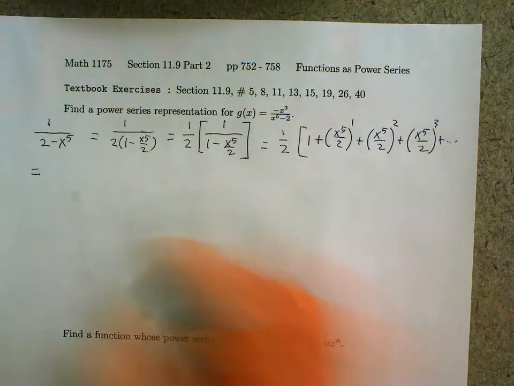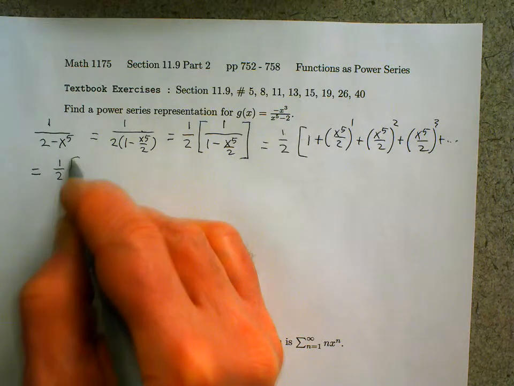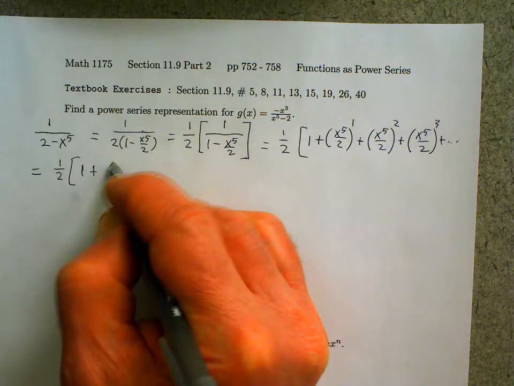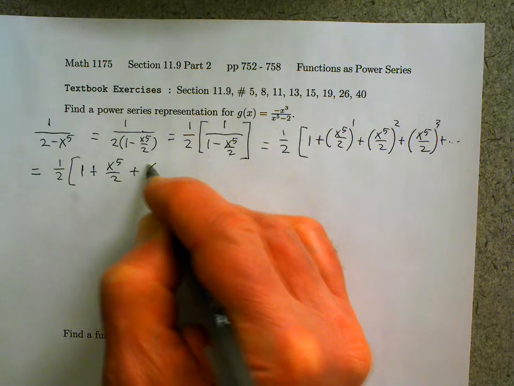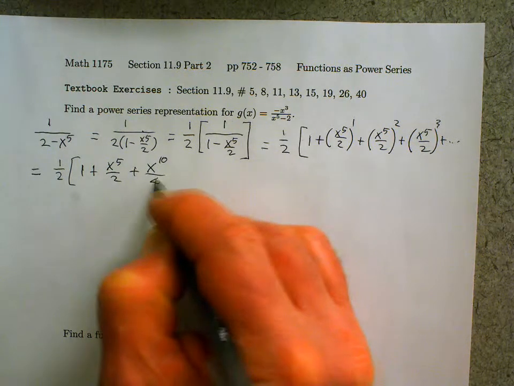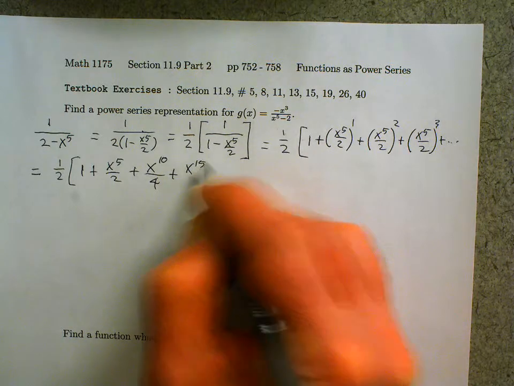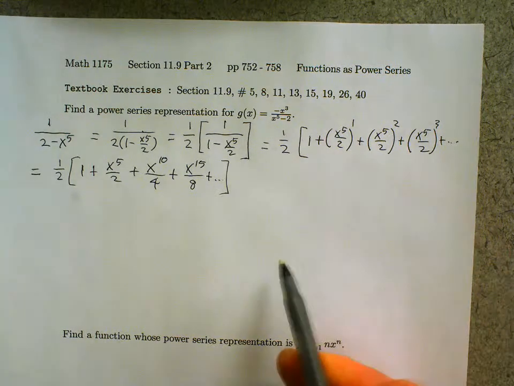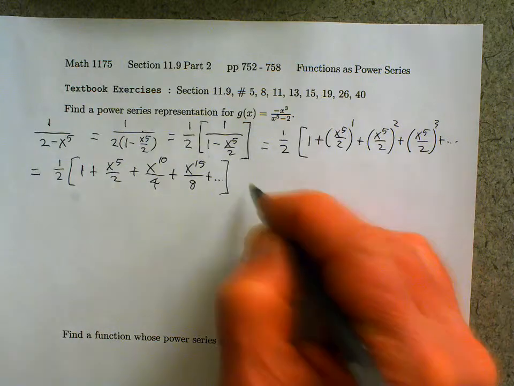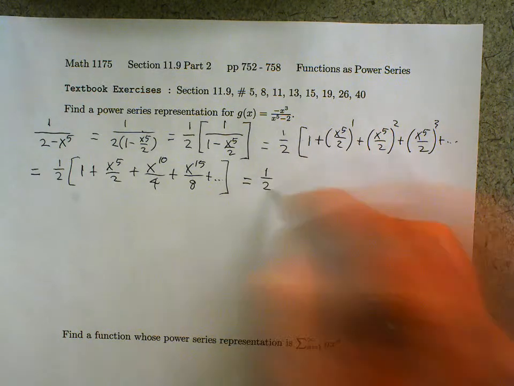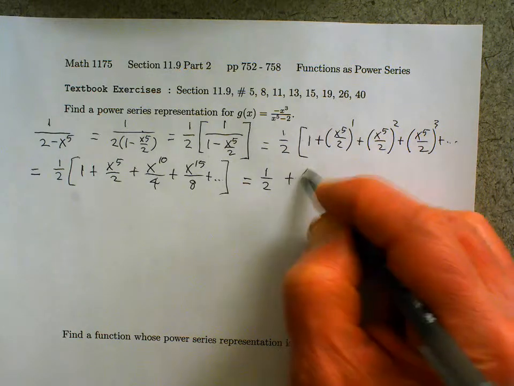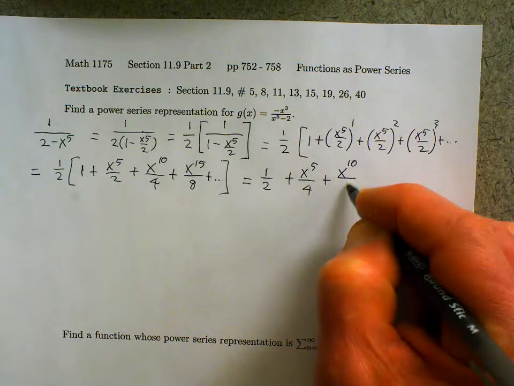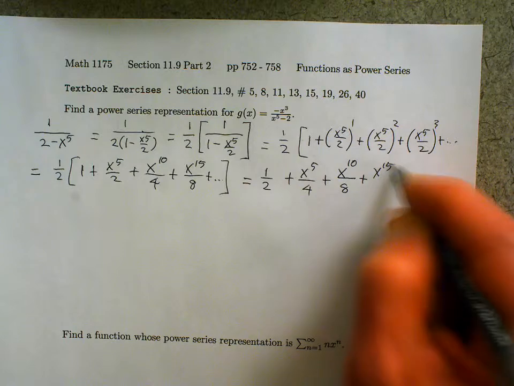Okay, so we'll write a couple more iterations. When we raise each of those to a power, we get 1 plus x to the fifth over 2 plus x to the 10th over 4, and so on, x to the 15th over 8. And then if we multiply every term in the series by 1/2, we get 1/2 plus x to the fifth over 4 plus x to the 10th over 8 plus x to the 15th over 16.